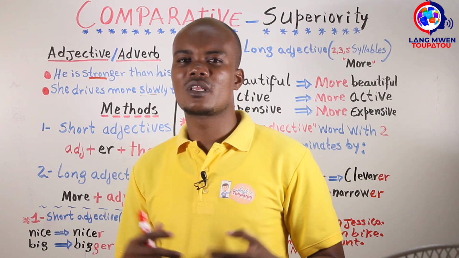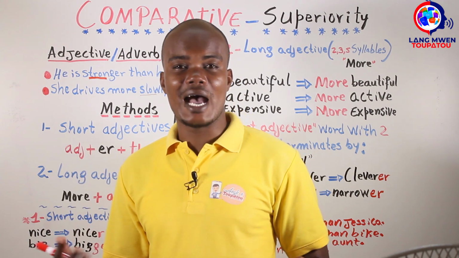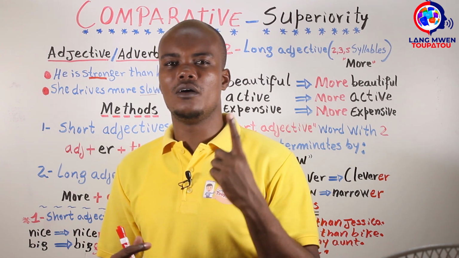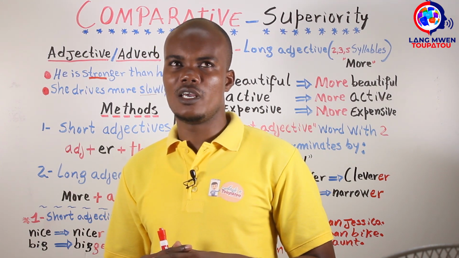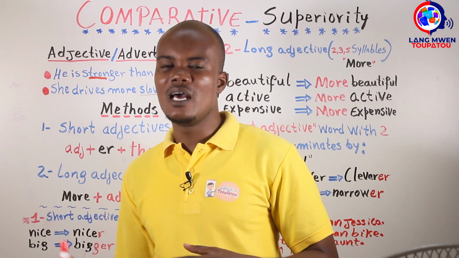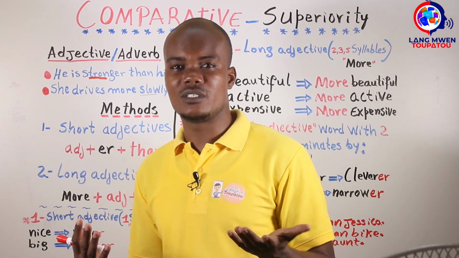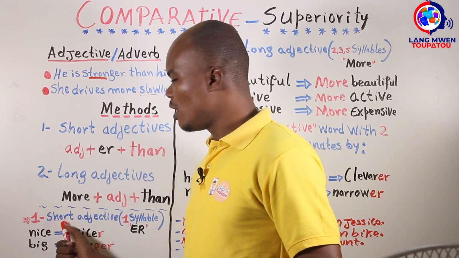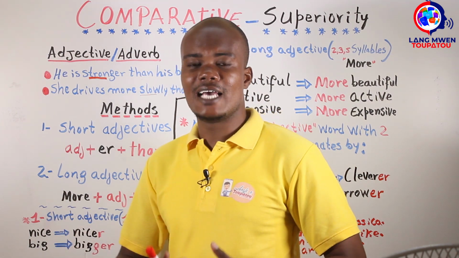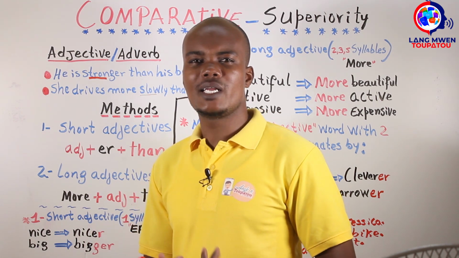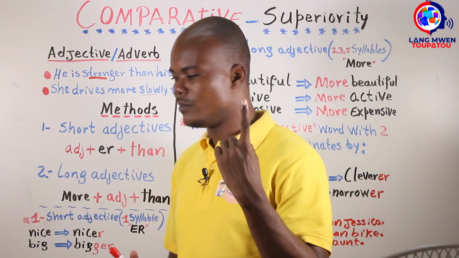For example, if I say pa, pa is only one sound you hear. This word has only one syllable. If I say ma, ma, this word has 2 syllables. Okay, this is what a syllable is. And you can say that an adjective is a short adjective when it has only one syllable.